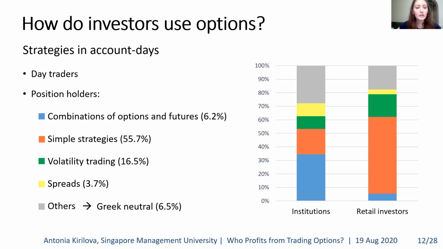And if we look at the distribution, we see that institutions use a lot of combinations of options and futures. A lot of them also fall into the others category, and they also use all of the other strategies as well. For retail investors, they mostly use simple strategies, but we also see that some of them appear to be more skilled, and they are also using volatility trading and the other more sophisticated strategies.